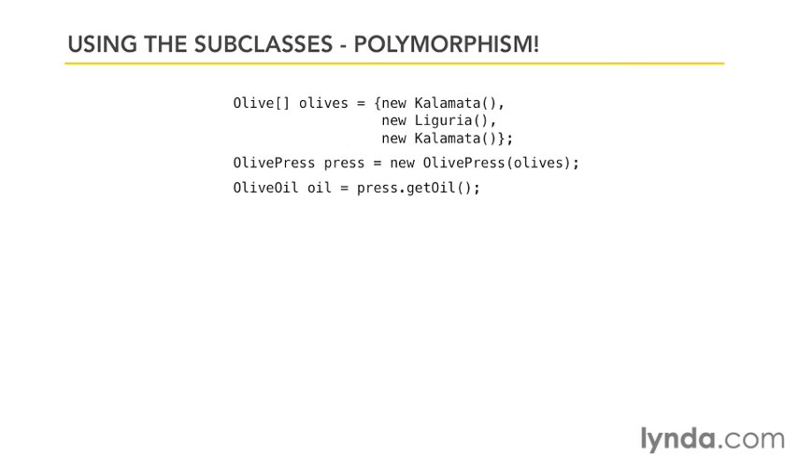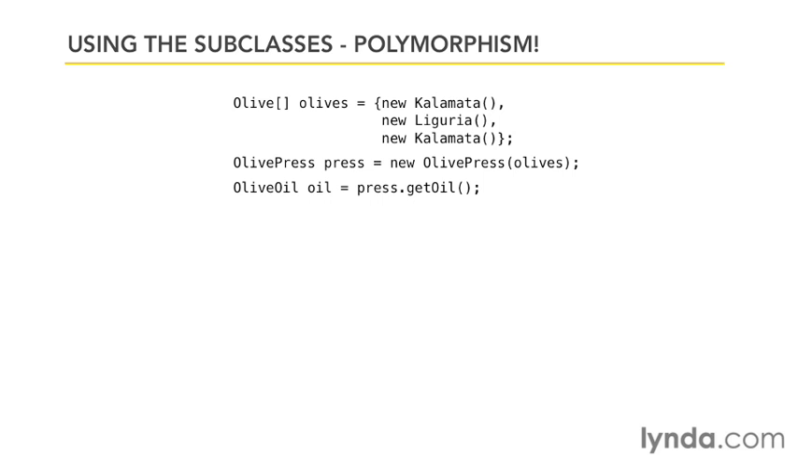When you go to the main class code, you can now say, I'm going to declare an array of olives. Olive bracket bracket means multiple olives. But then when you actually declare the instances of the objects, you use the constructor methods of the individual subclasses. I have an array with 2 Kalamatas and 1 Liguria, but they're all olives because of the inheritance relationship.